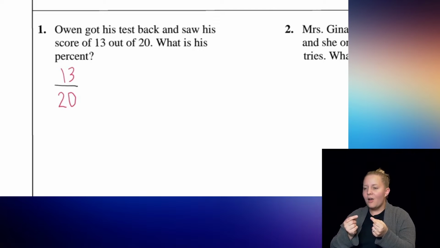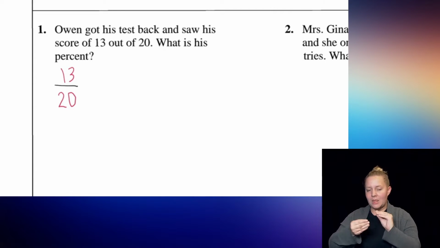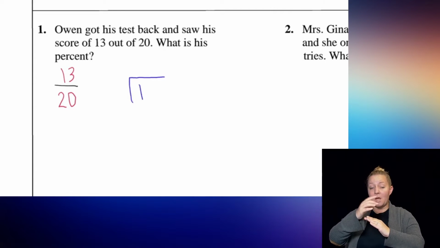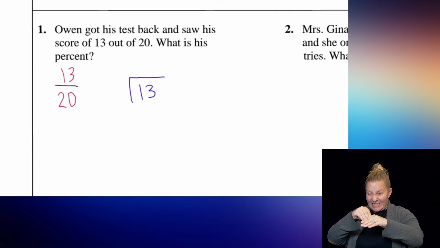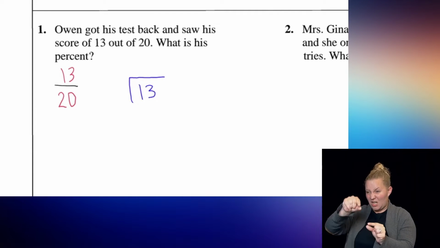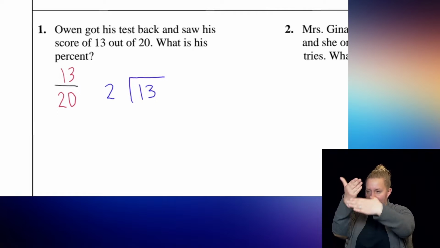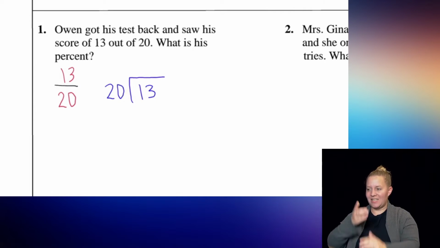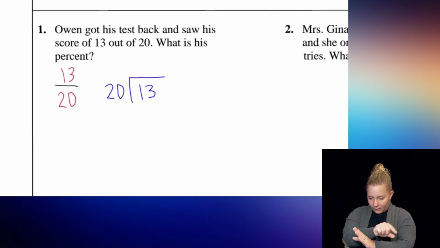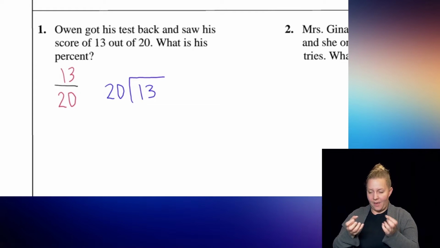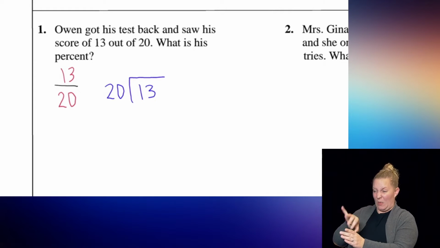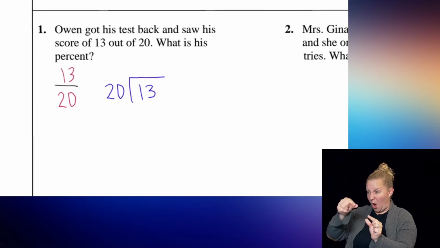So the number on top always goes inside of my division bar. So it's going to bring back some elementary memories. That 13 goes on top because I'm saying 13 divided by 20 out front. So the first thing you ask yourself is, that number out front, how many times does that go into the number that's underneath that division bar? And 20 does not go into 13.